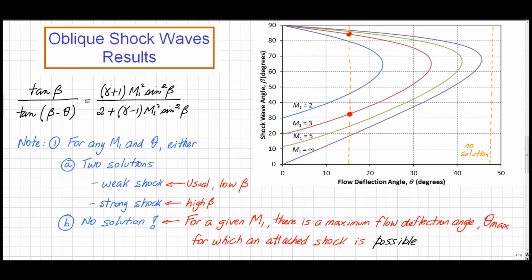So if we look at our plot over here on the right, we can pick for any given Mach number where that maximum angle of flow is possible for us to have an attached shock. And if we join those points on the curve, we'll end up with something like this, a curve that comes up like this. And below that curve we have our weak shock solution, and above that curve we have the strong shock solution.